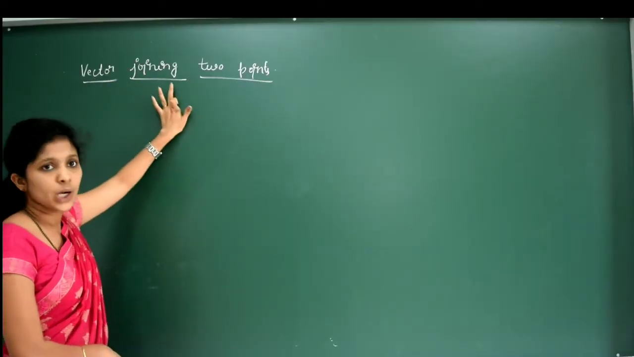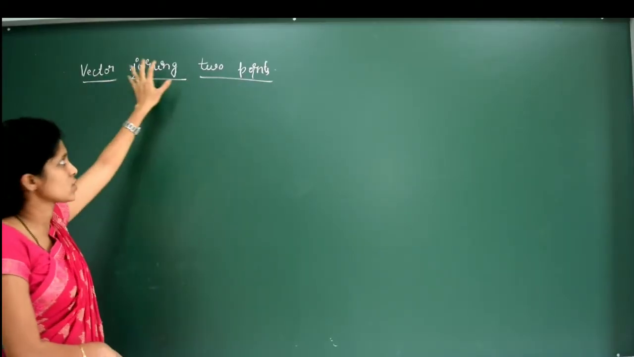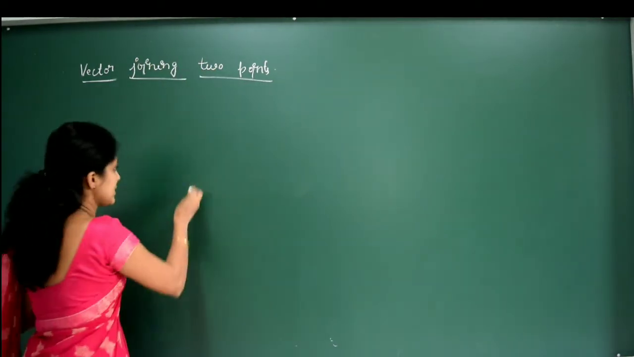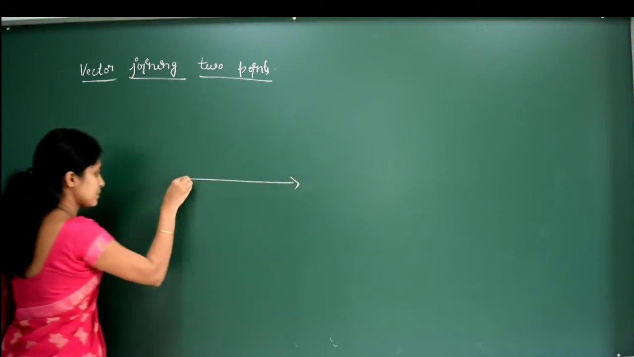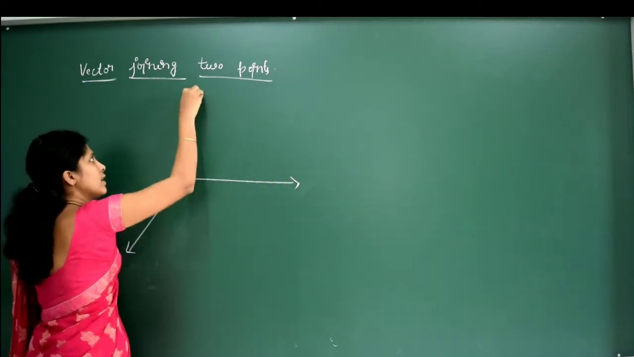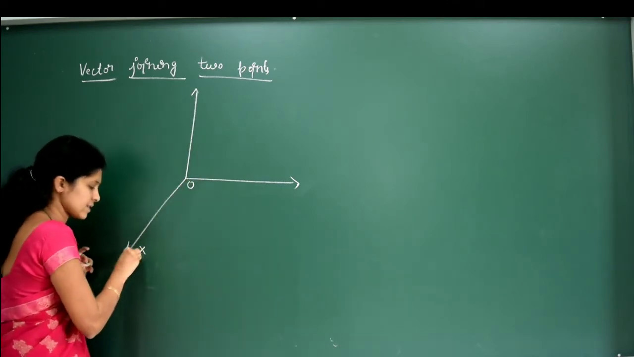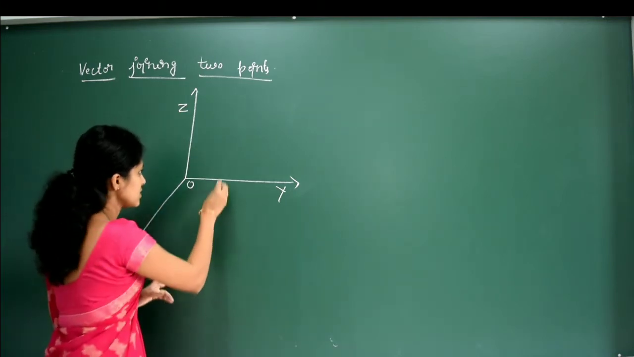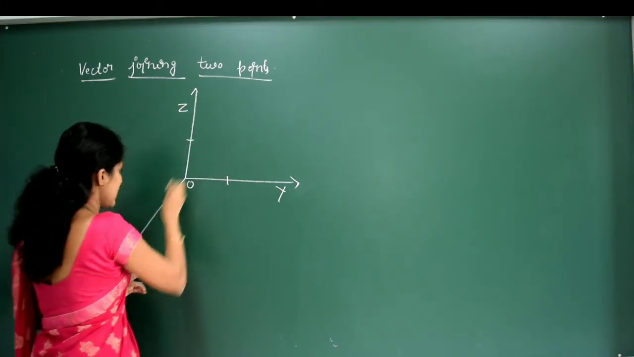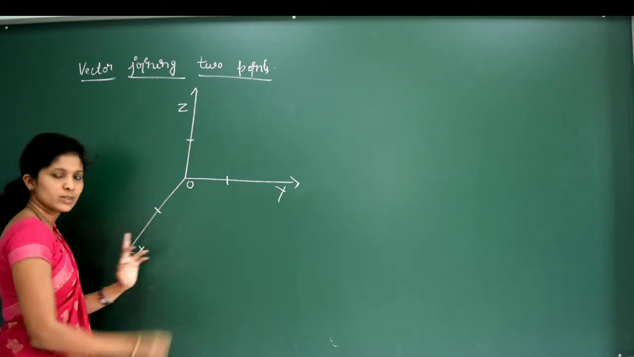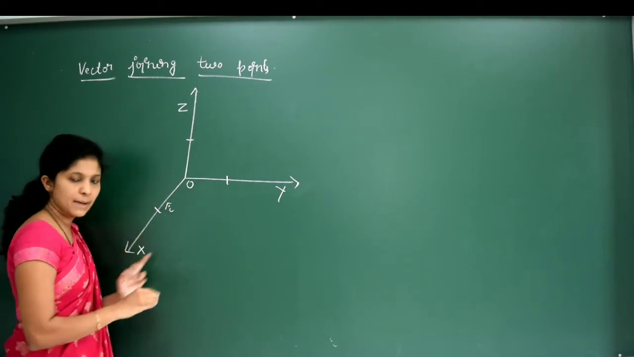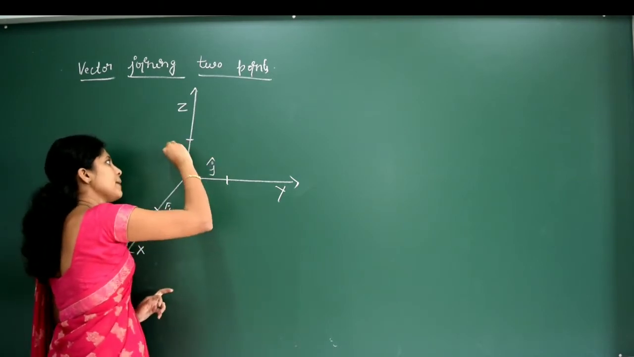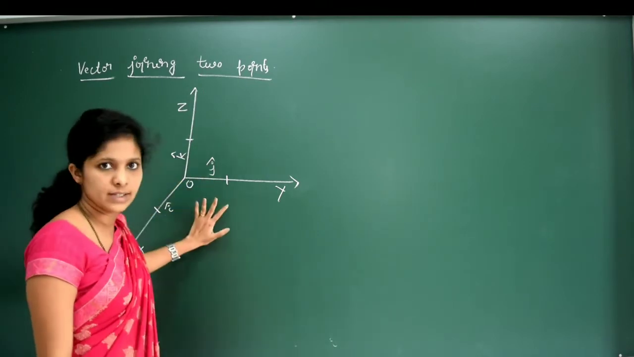Now vector joining two points. We need to find the vector joining two points and the magnitude of that vector. First, let us consider our axes. This is the origin, this is the x-axis, this is the y-axis, and this will be the z-axis. Now we will consider unit vectors. This will be 1 unit, here 1 unit, and this is 1 unit. 1 unit along the x-axis is represented by i cap, along the y-axis by j cap, and along the z-axis by k cap. Important one, you have to write these things.